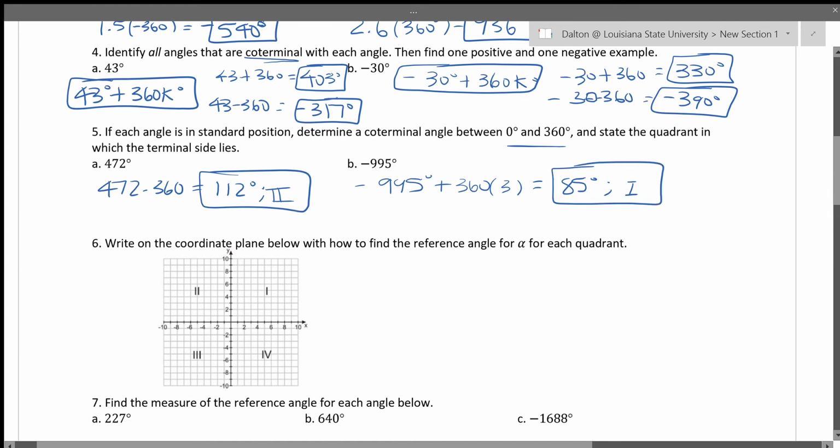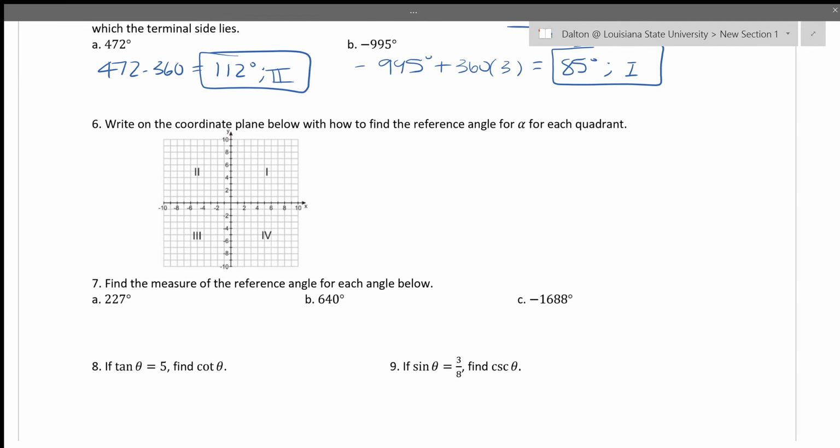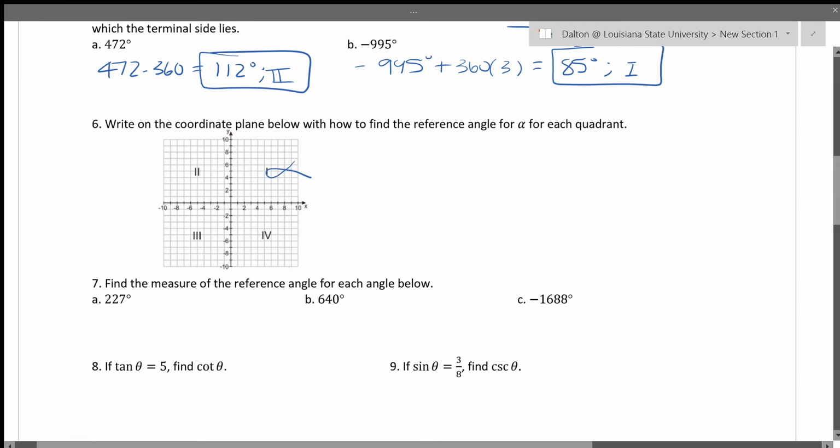For number 6, I want you to write on the coordinate plane how to find the reference angle in each quadrant. Okay, so if I have an angle alpha, remember quadrant 1 is our friend. If an angle is there, then it is its own reference angle. So the answer there is just alpha. In quadrant 2, to find the reference angle, you're going to take 180 minus alpha. In quadrant 3, it's going to be alpha minus 180. And in quadrant 4, it's going to be 360 minus alpha.